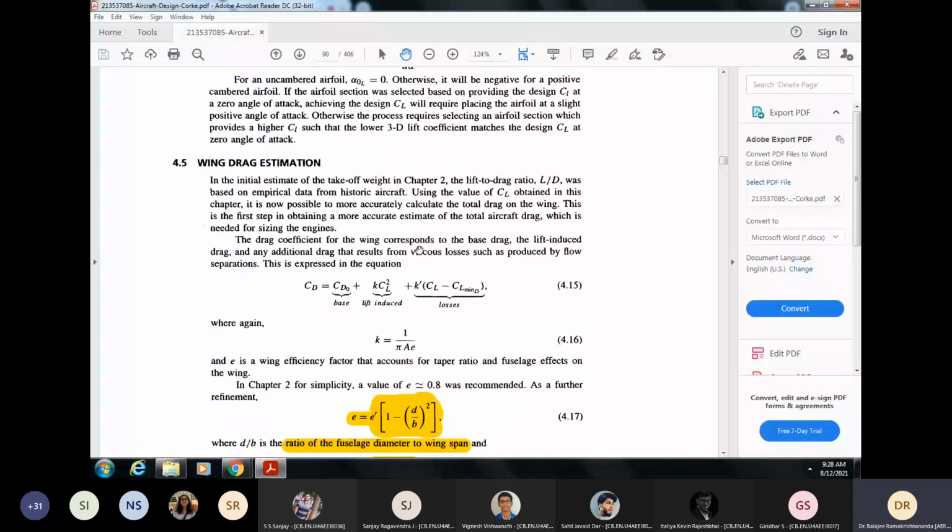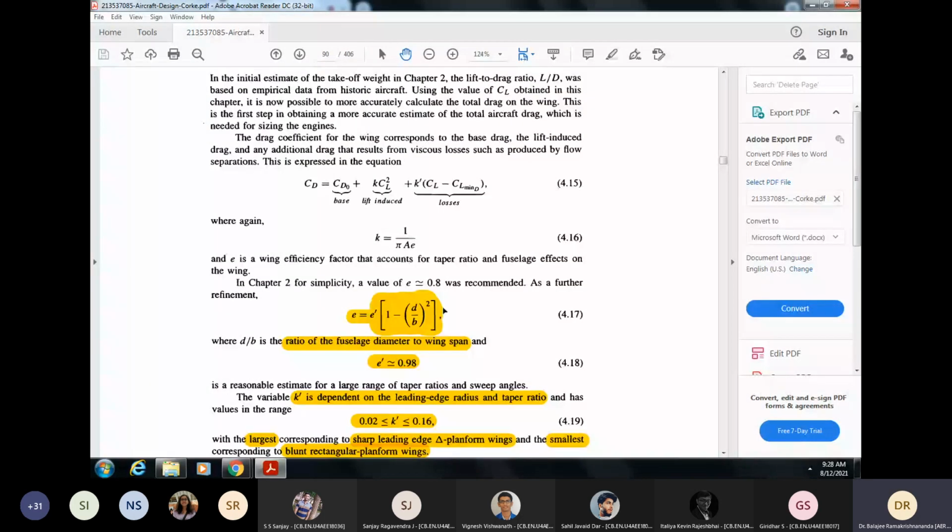Now, wing drag estimation. CD is CD0 plus K CL squared. You can use K prime times CL minus CL min drag, but if you find it pretty difficult, you can leave it, because we are not doing a complete design now. We are doing only conceptual design. K is given by this expression.